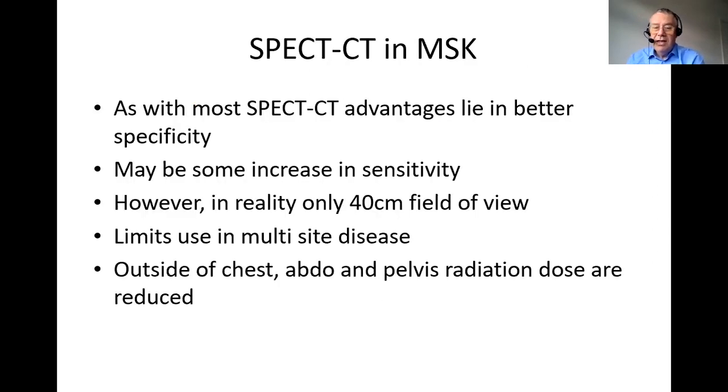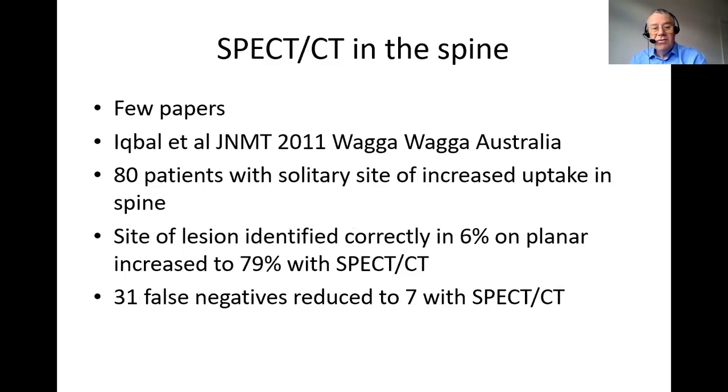Let's move on to musculoskeletal disease. And here, the main priority is the localization and specificity. Maybe some increase in sensitivity, but again, because we tend to be limited with a normal SPECT-CT camera to a 40 centimeter field of view, we may only be able to image one joint or one area. But remember that outside of the chest, abdomen, and pelvis, where there's no red marrow, the additional radiation dose from the actual CT component is limited, and you may want to use a higher dose CT to deal with metal artifacts, for example.